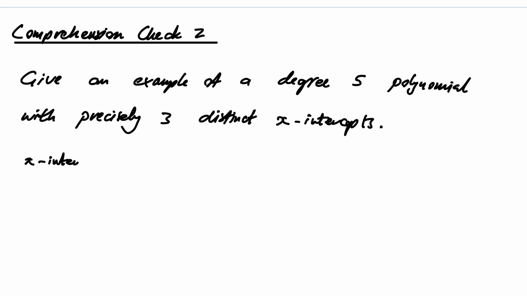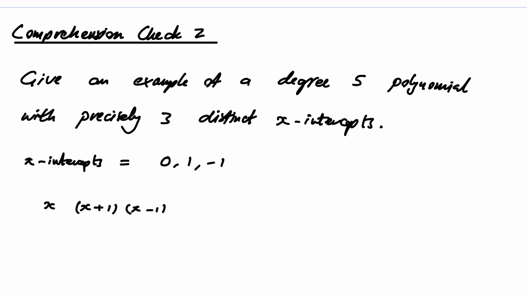So I'm going to kind of work backwards. Let's have the x-intercepts be, I don't know, 0, 1, and -1. I like that, right? So what does this mean? Well, I have to have a factor of x in there, a factor of x plus 1, and a factor of x minus 1, if I'm going to get these.